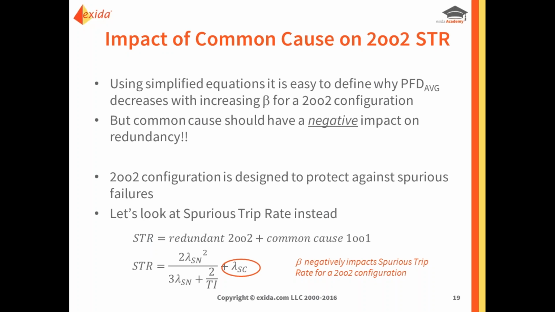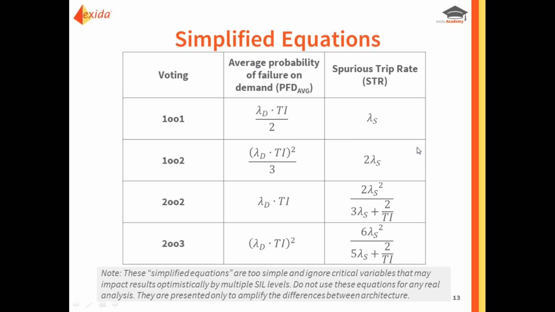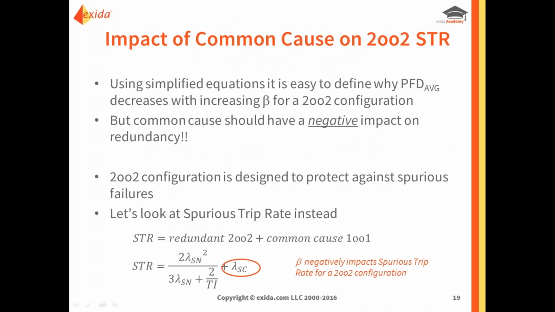We can use the same simplified equations. Let me go a couple of slides back. And here we have the equations for the spurious trip as well. And what we will see when we look at a 2 out of 2 configuration, which is designed to protect against spurious failures, is that a single valve failing spuriously does not shut down the process. Both valves will need to fail spuriously.